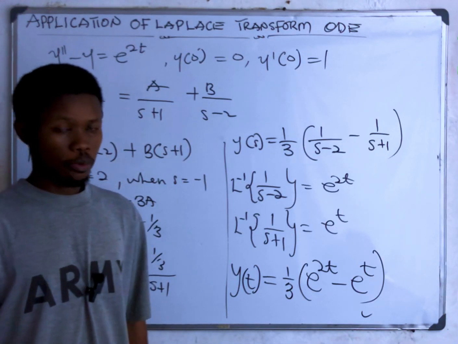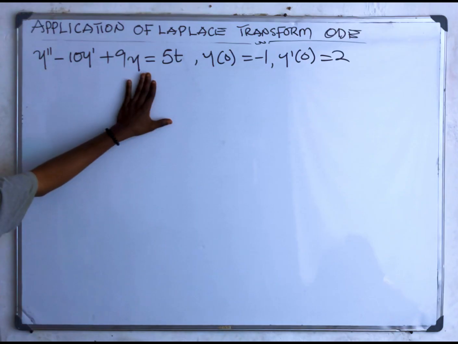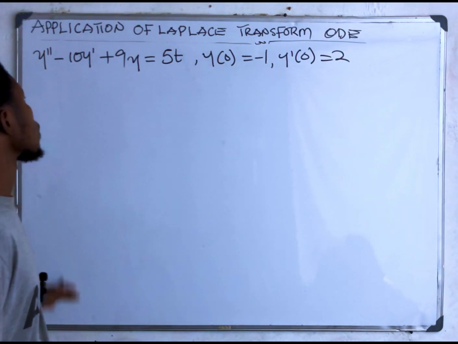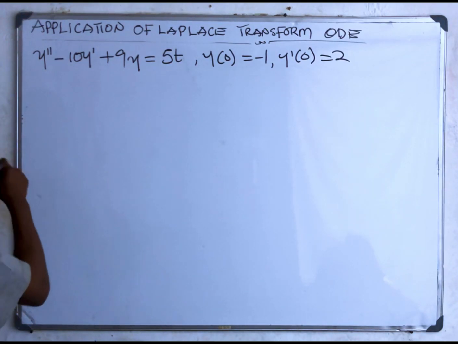Let's solve another example. Now let's look at this. We have to solve this. These are the initial or auxiliary conditions that are given to us. Okay, so first thing to do, let's transform them first.